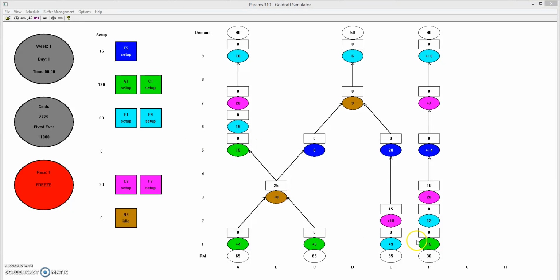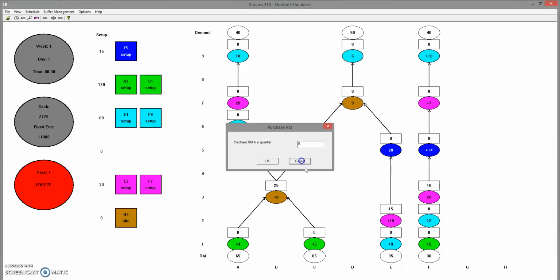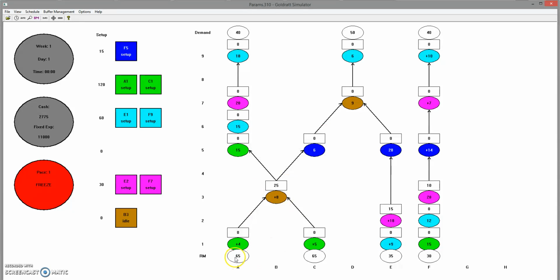We have also discussed raw materials. Raw materials are the inputs that are needed to feed the system. So we have made purchases by clicking on these circles or ellipses, and we have bought materials over there. We have also seen how to calculate the total amount of raw material required for each of these products, and then we have made those purchases.